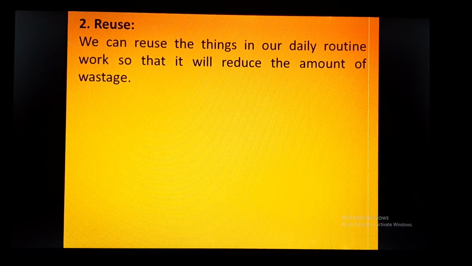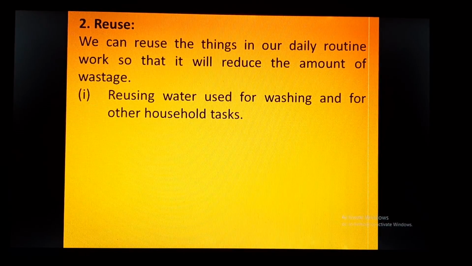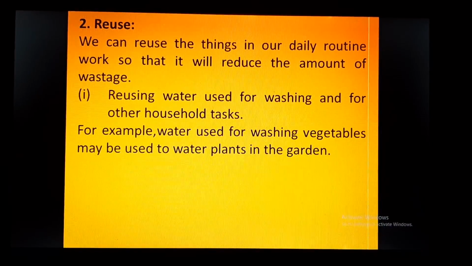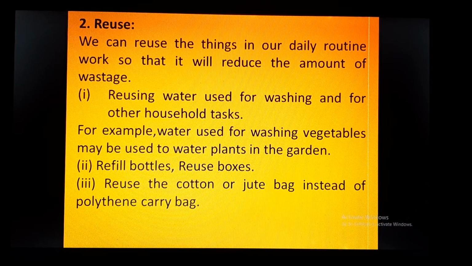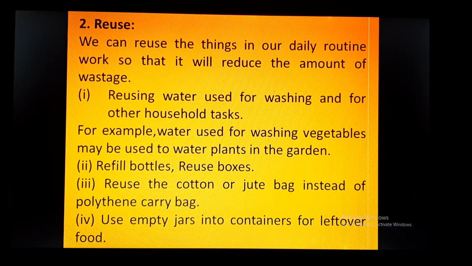What can be reused? We can reuse things in our daily routine. For example, reusing water used for washing and for other household tasks. The water which is used for washing vegetables can be used to water plants in the garden. We can refill bottles, we can reuse boxes, we can reuse cotton and jute bags, and we can use empty jars for leftover food.